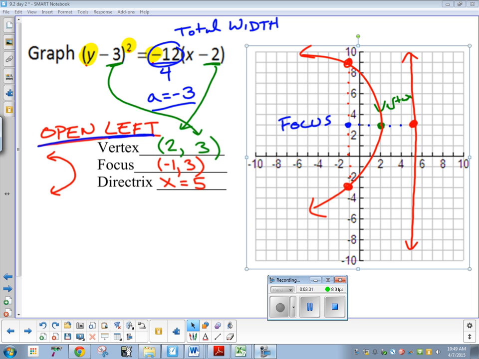Questions on graphing? We're always going to count from the focus. Yep. And a reminder, we always touch the vertex. We never touch the focus and never touch the directrix. The reason we graph the focus is to tell us how wide we're going to be. So we start from there and then graph our width.